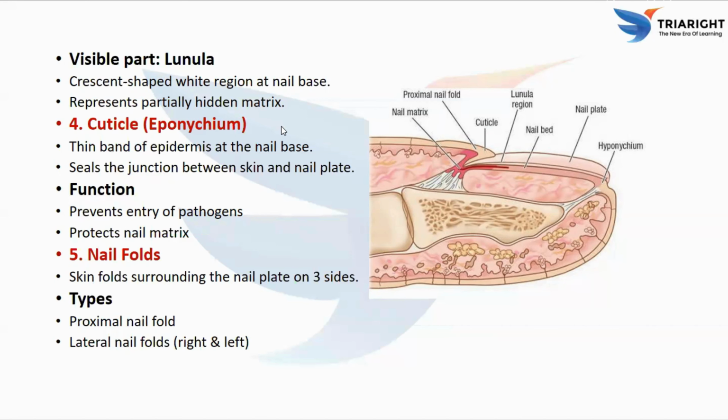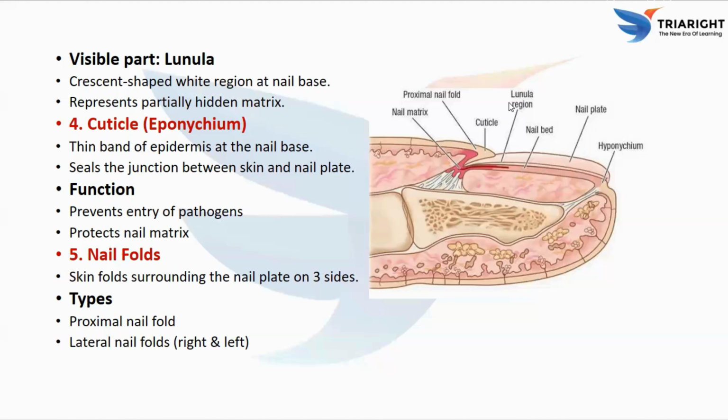So next part is about cuticle, eponychium. So what is cuticle? It is a thin band of epidermis which is located at the base of the nail, overlapping the nail plate. Here you can see clearly the cuticle in this picture. So what is the function of this cuticle? It seals the junction between the skin and nail plate. So this acts as a protective barrier. It also prevents the entry of pathogens and dirt by reducing the infection risk.